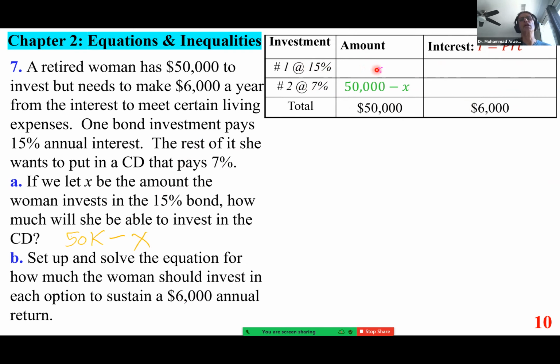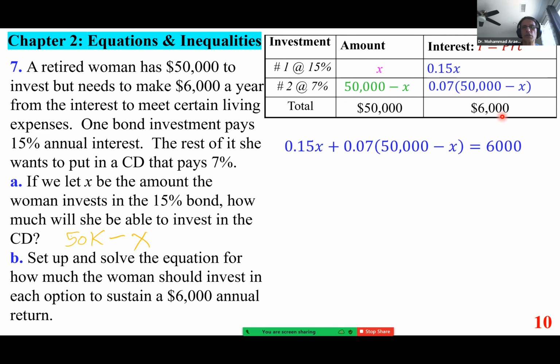So this is 0.15 times X. This is 0.07 times 50,000 minus X. And the equation for this would be to add these two up to get $6,000. So this is the start of part B. We can multiply both sides by 100 if you want to get rid of the decimals. But just the way it is, you can leave that and you can multiply these two.